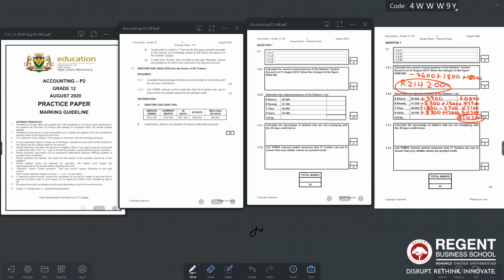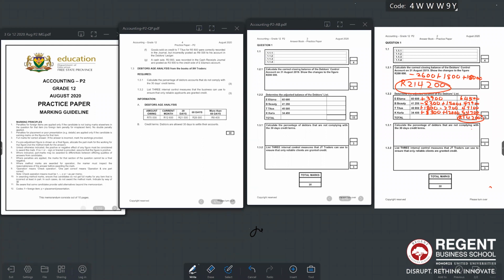This debtors age analysis. You need to make sure you understand debtors age analysis quite in detail, because it's something that will come out. It's something that is important. They said, firstly, calculate the percentage of debtors accounts that do not comply with the 30 days credit terms. If you look at the debtors age analysis, the amount owing by the debtors is 70,000.